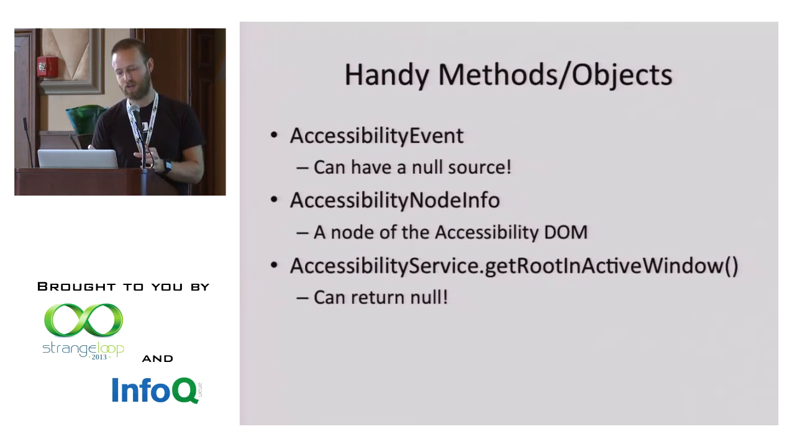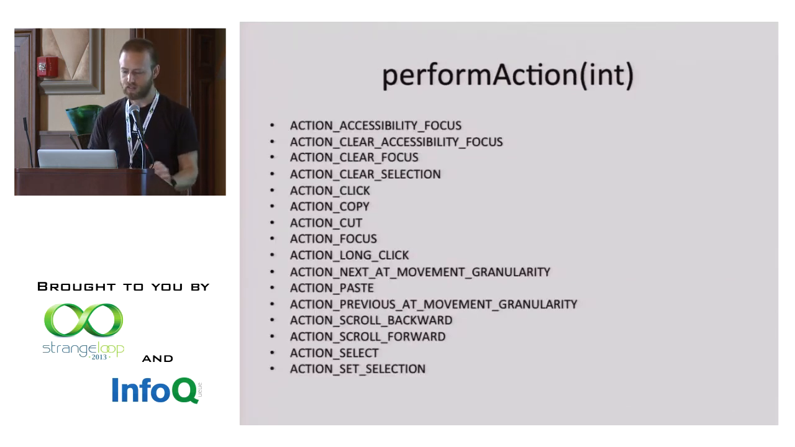The accessibility service get root and active window, that's like document.getBody. That's the top level of the accessibility DOM, and from there you can walk the entire tree and get everything you want. And again, that can be null as well. So you just need to make sure every time you get an accessibility node from the service, that it's not null, or you just throw null pointers.